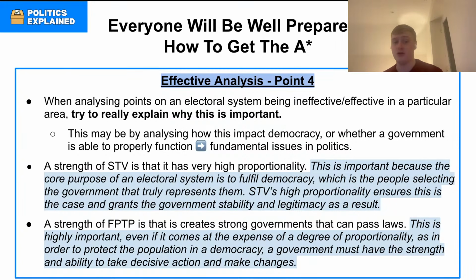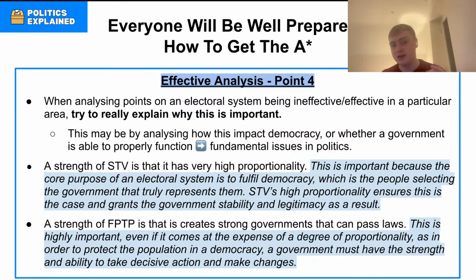Or a strength of first past the post is it creates strong governments that can pass laws. And we're now going to explain why this is important. This is highly important, even if it comes at the expense of a degree of proportionality, as in order to protect the population in a democracy, a government must have the strength and ability to take decisive action and make change. So really practice that in your revision, explaining why, when you're analysing, explain why it's important.